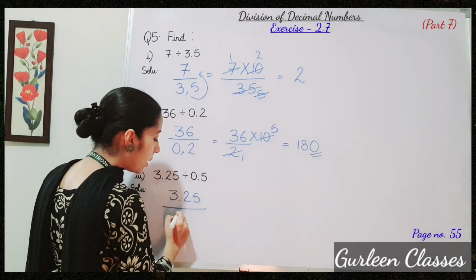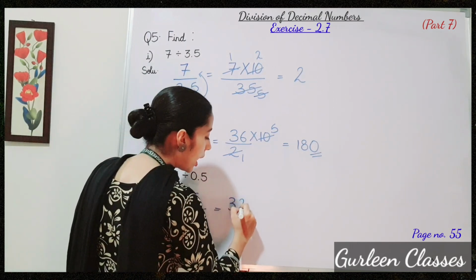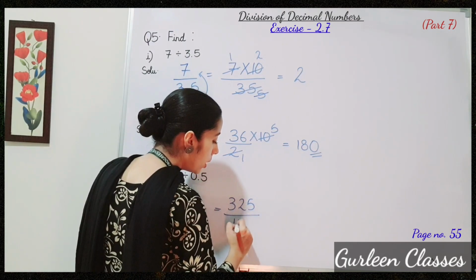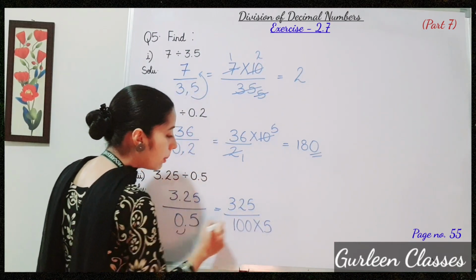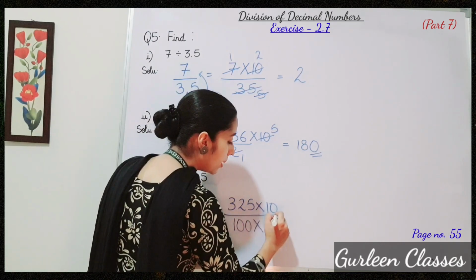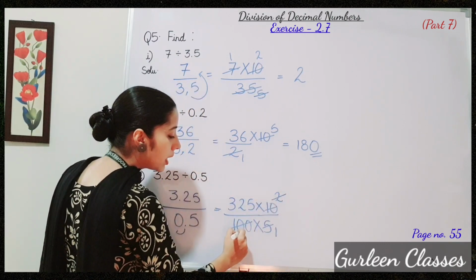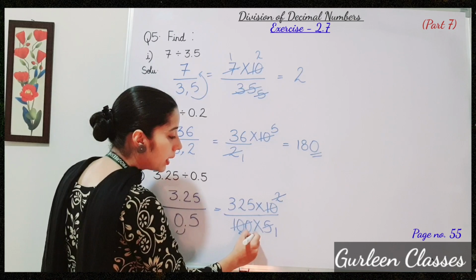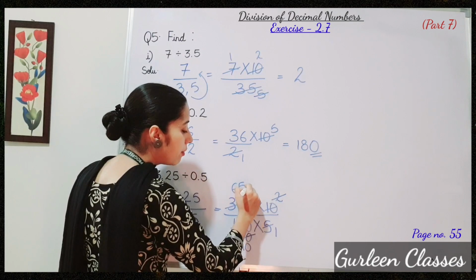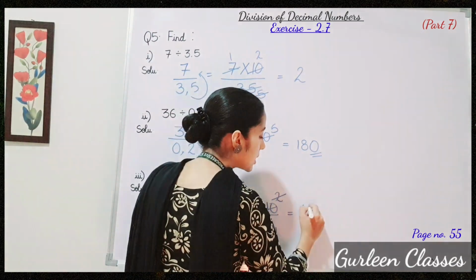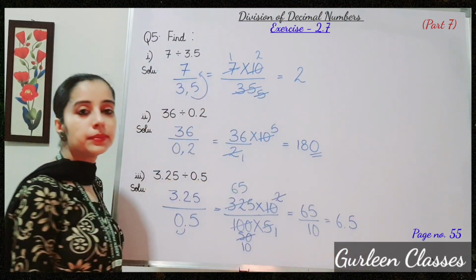So now third part, 3.25 divided by 0.5. First 3.25, you have 2 digits after decimal, it will be upon 100 into 5, and this decimal point will be shifted up, that is 10. 5 ones are 5, 5 twos are 10. 2 fives are 10, 2 zeros are 0. Then 5 ones are 5, 5 zeros are 0. 5 sixes are 30, 5 fives are 25. So it is coming 65 upon 10. That is 6.5.